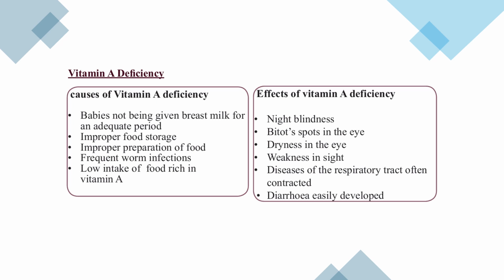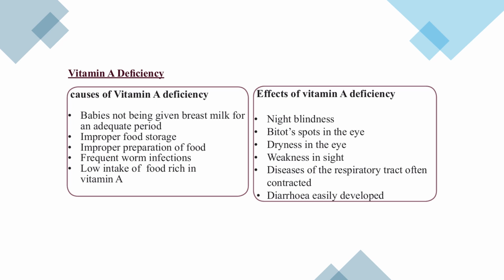And then let's talk about vitamin A deficiency, the causes of vitamin A deficiency. If we talk about the causes, one of the causes is inadequate breastfeeding. Breast milk is a natural source of vitamin A. So if babies are not breastfed for a sufficient period of time, they may lack this essential nutrient. So inadequate breastfeeding can be causing vitamin A deficiency.